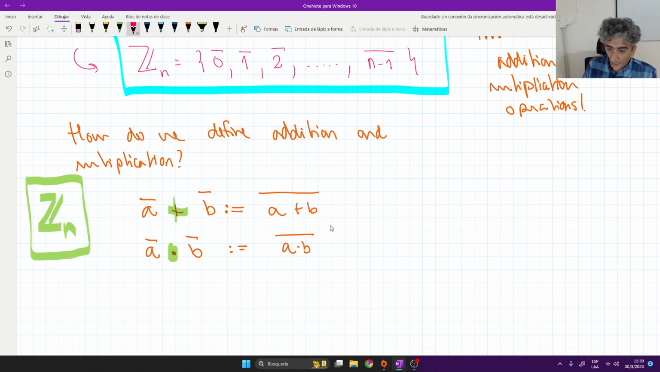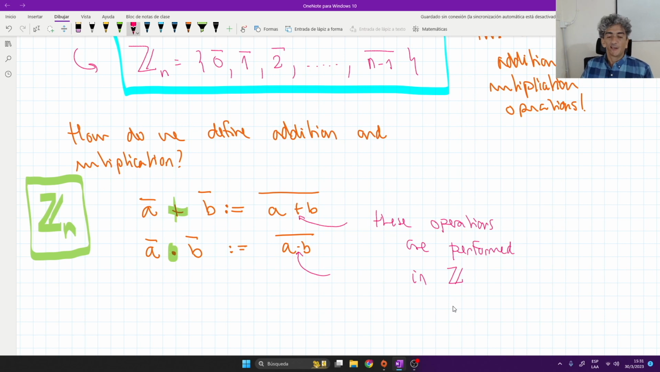On the other hand, this addition and this multiplication, these operations are performed in Z. So this addition and this multiplication are performed in a different place. So graphically what we have is Z, which is our base set, and then we have the set of the equivalence classes, Z sub n.